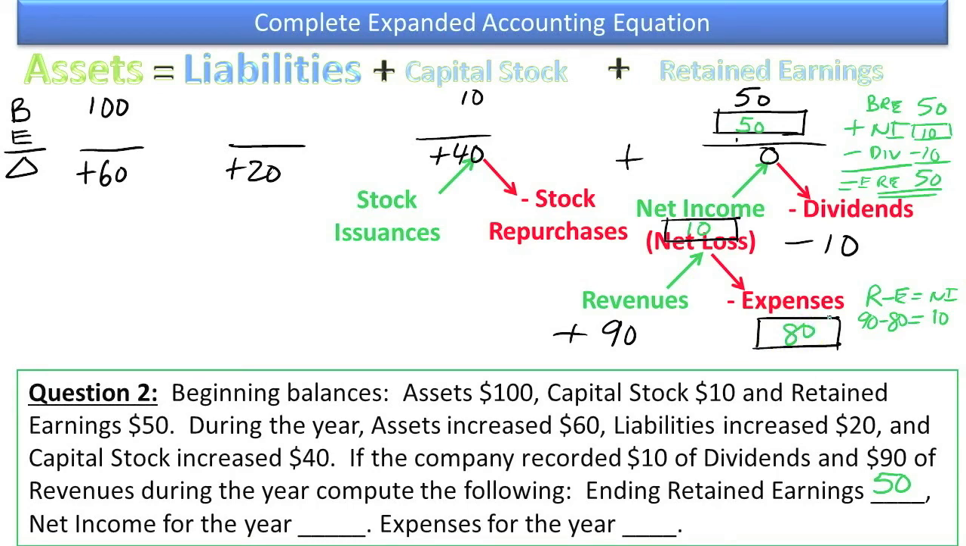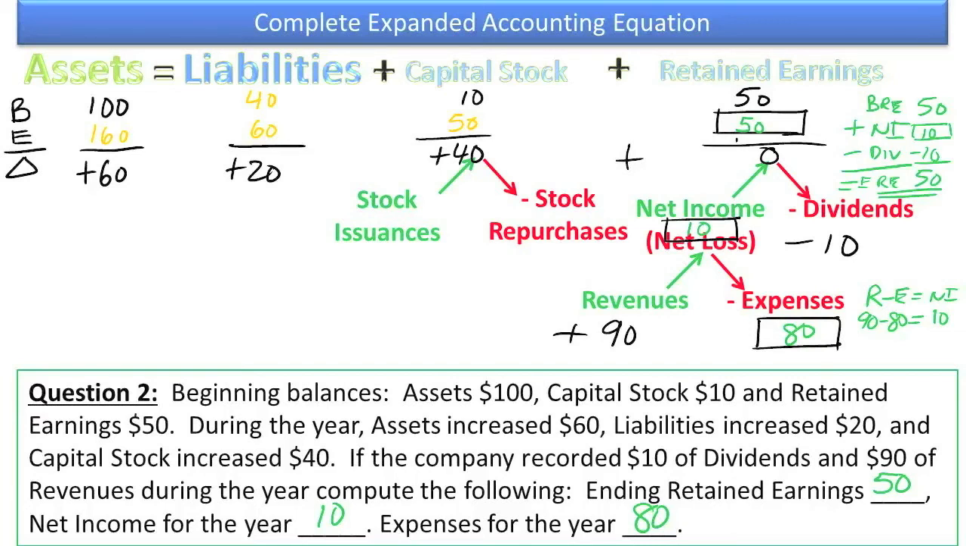Let's go back and look at our question. Net income for the year is 10. And expenses for the year are 80. If you wanted to, you could go ahead and solve for all these other unknown pieces of information. Although it wasn't required, I went ahead and computed the missing pieces in the remaining portion of the expanded accounting equation.